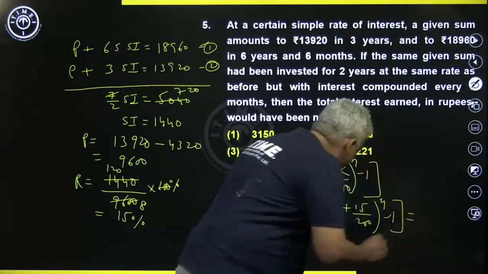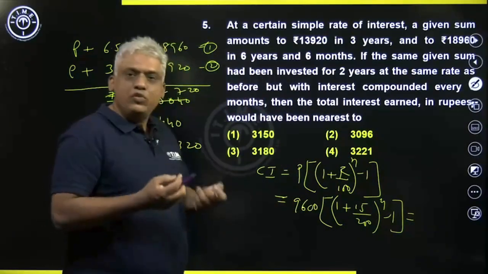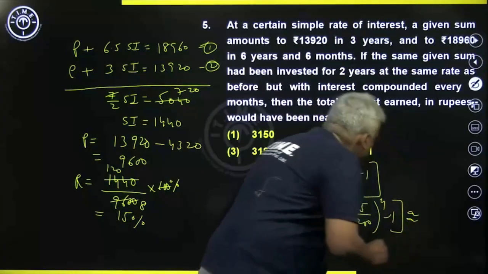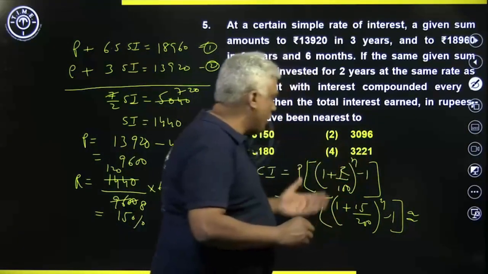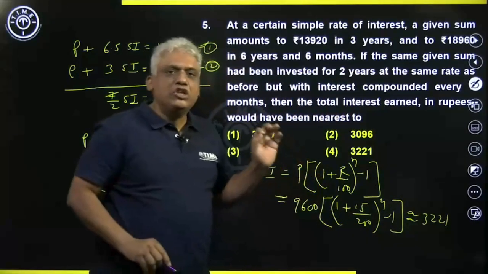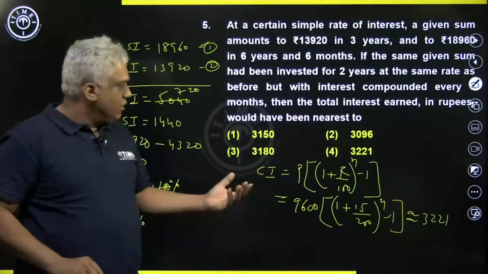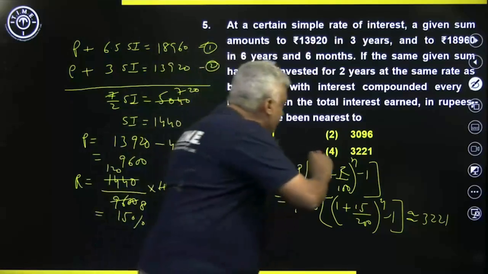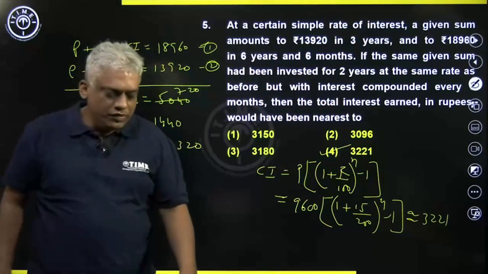Now this is a bad calculation. You can use a calculator. If you use the calculator, you will get the answer, and if you look at the options, it will be 3221. So for this question, you need a calculator, otherwise it will be messy calculation. So that's the answer. That is option 4. I hope this is clear to you.